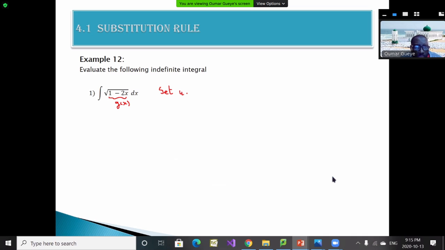So you have u equal to g of x. In this case, g of x equals 1 minus 2x. The formula says you need to calculate du. I'm just going to remind you of the formula that we saw last week: du is g dash times dx. We proved it last time. g dash is the derivative of g, so g equals 1 minus 2x. The derivative of 1 is 0, minus the derivative of 2x, which is negative 2, dx.